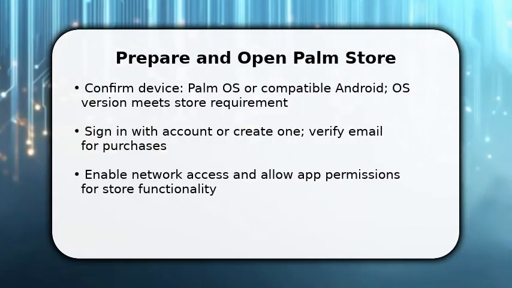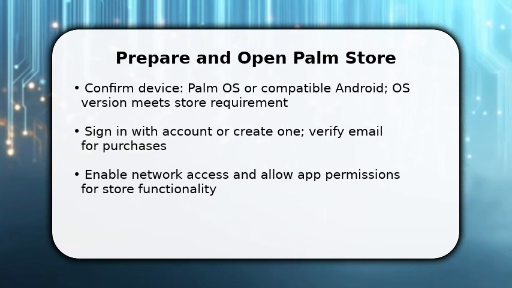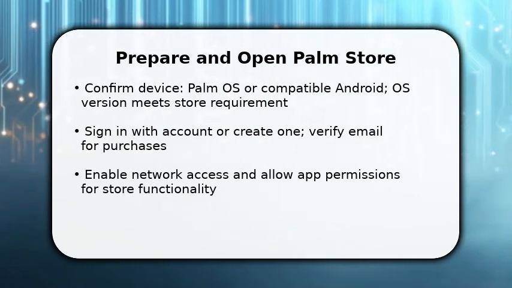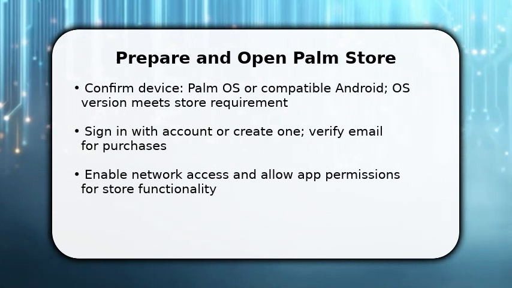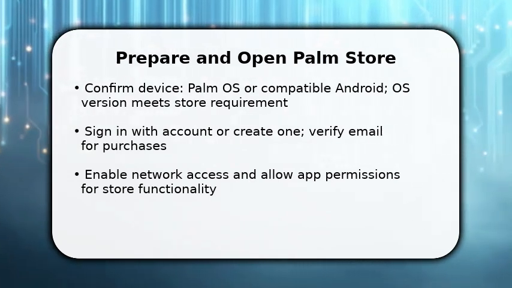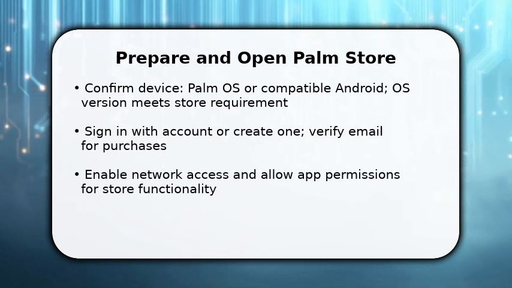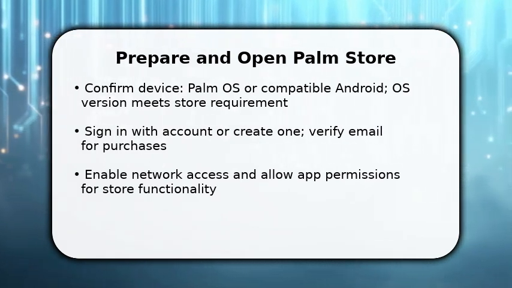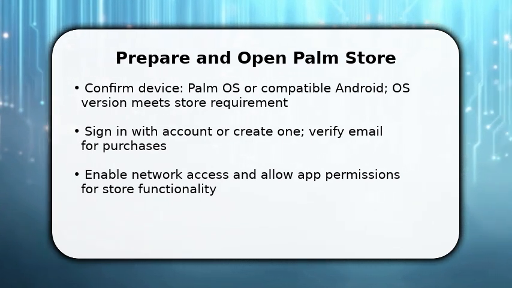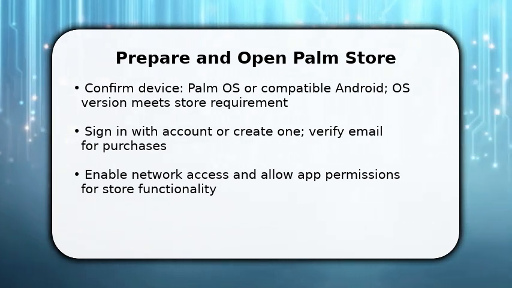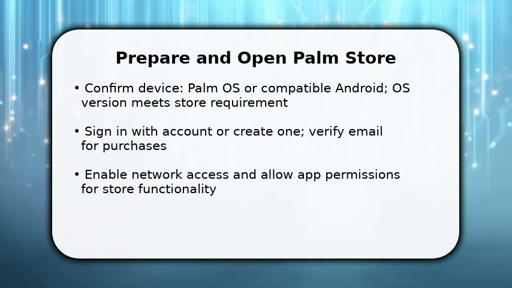You'll start by confirming your device compatibility and signing into the Palm Store. This ensures purchases and downloads are attached to your account. Once signed in, make sure network access and required permissions are enabled so the store can update listings and download packages. If you created a new account, verify your email before proceeding. This avoids interruptions during purchase or restore.